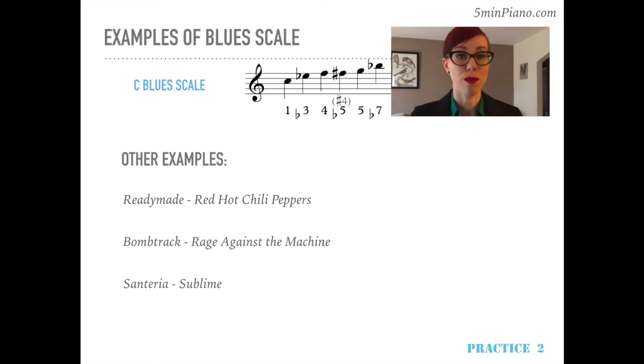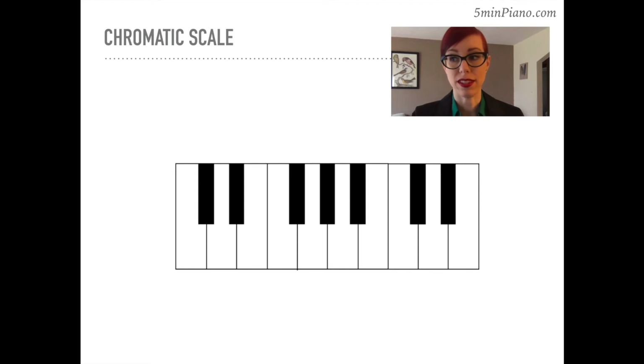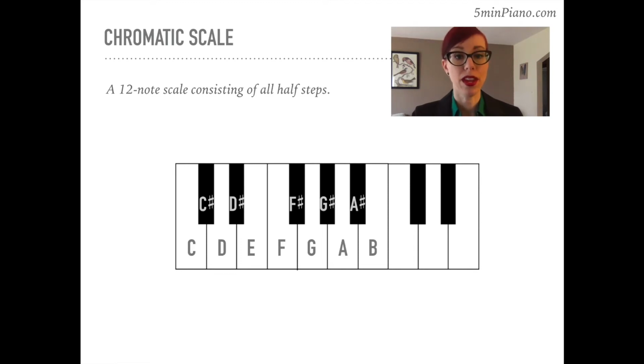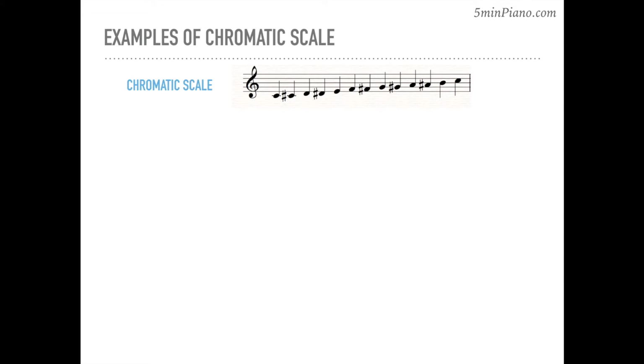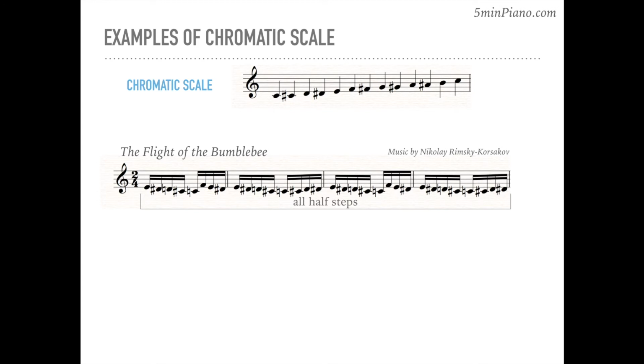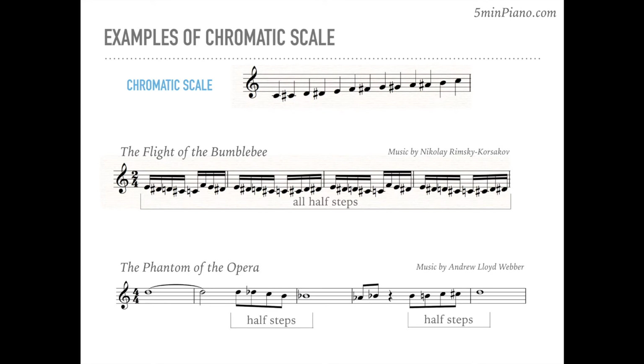Now on to the chromatic scale, a 12-note scale consisting of all half steps. The chromatic scale uses every possible white and black key available. Chromatic passages have been used for centuries and are frequently found in classical music, from the Romantic era to modern times. A great example is Rimsky-Korsakov's Flight of the Bumblebee. Andrew Lloyd Webber uses a chromatic scale in his famous Phantom of the Opera theme.